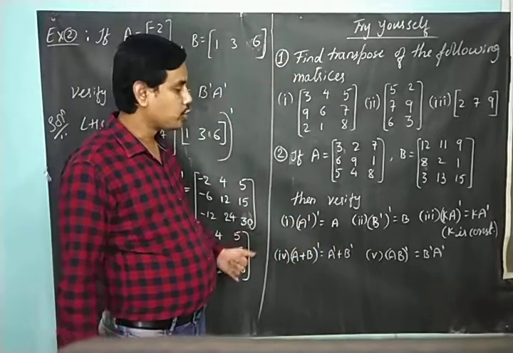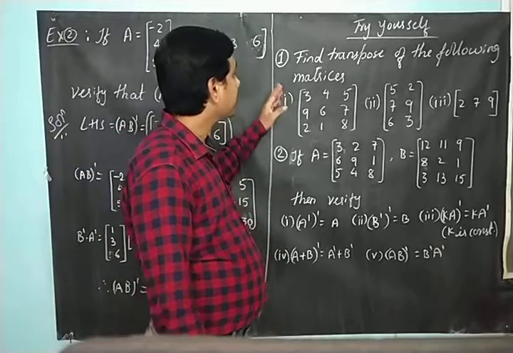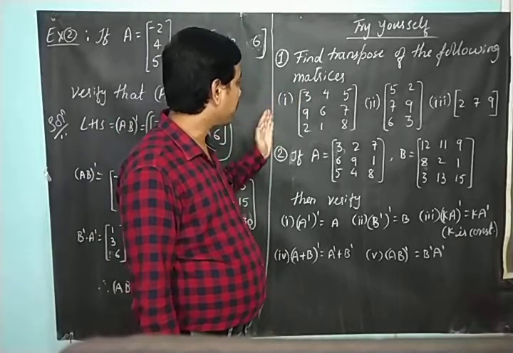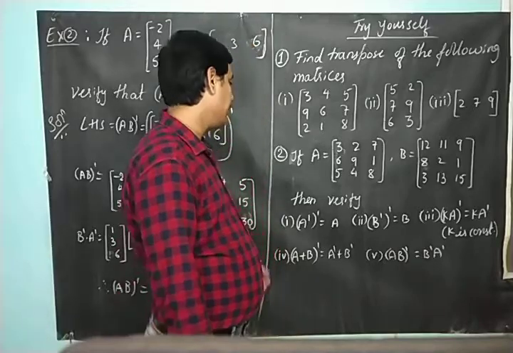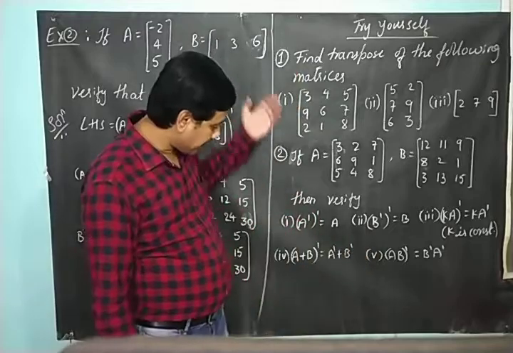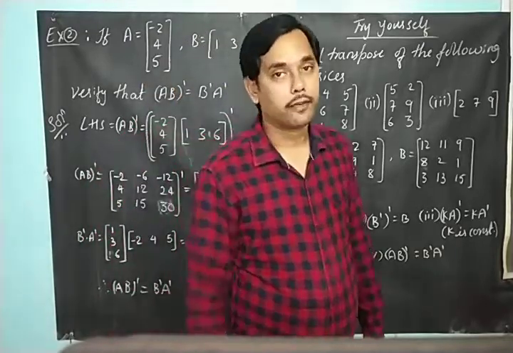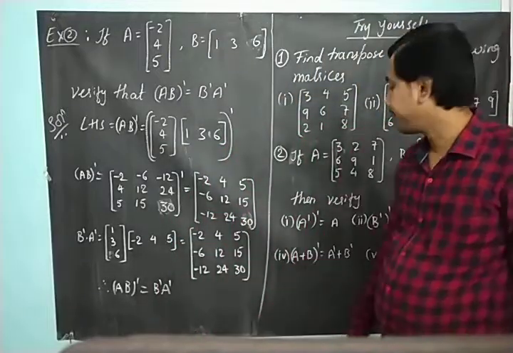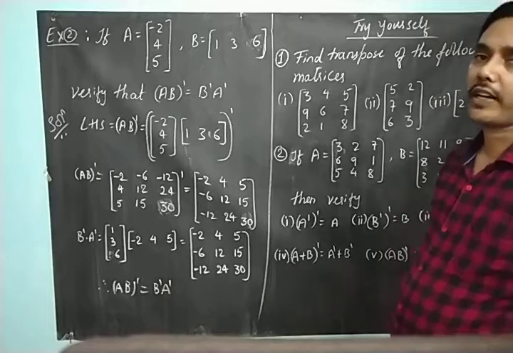Now you can try these two problems as your homework. In the first question, you need to find the transpose of these three matrices. That is very simple. In the second one, matrix A and matrix B are given. You need to verify all the properties of the transpose of a matrix. There are 4 properties which are to be verified. Right? So with this, we'll wind up this session.